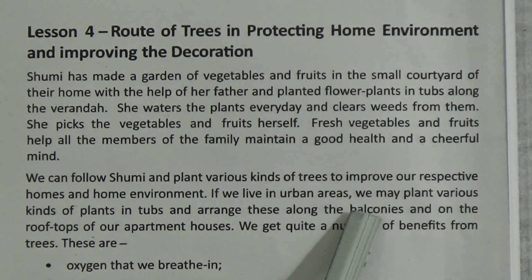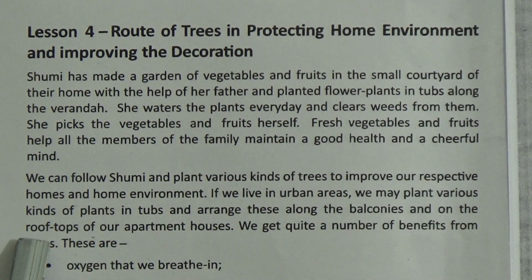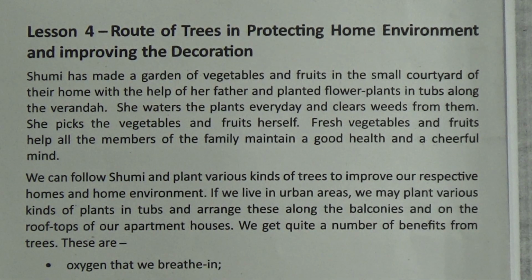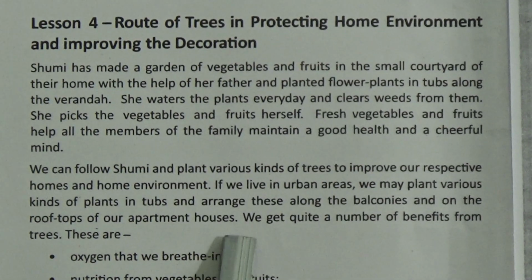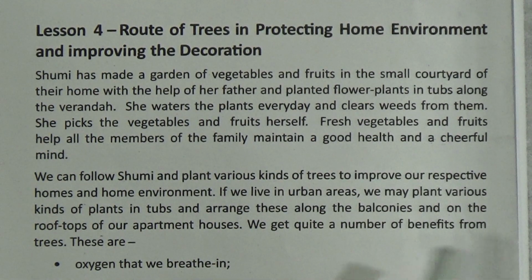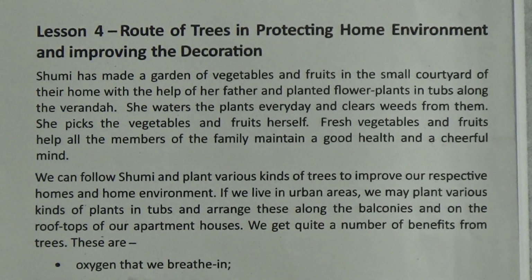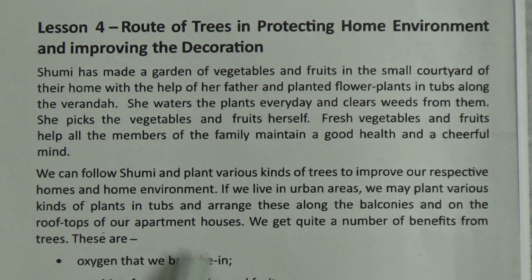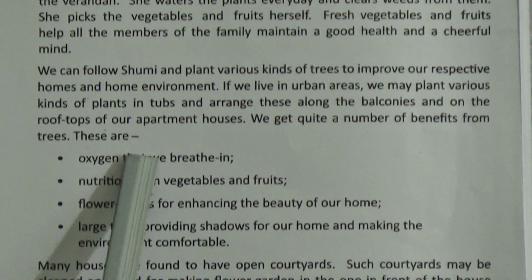If we live in urban areas, we may plant various kinds of plants in tubs and arrange them along the balconies and on the rooftops of our apartment houses. So if we live in city areas, we may plant our trees in tubs or on rooftops, verandas, balconies, places like these. Okay, we get quite a number of benefits from trees. So we can get many kinds of benefits from trees. These are given in the text. We can see here some benefits that we can get from trees in the above lines.